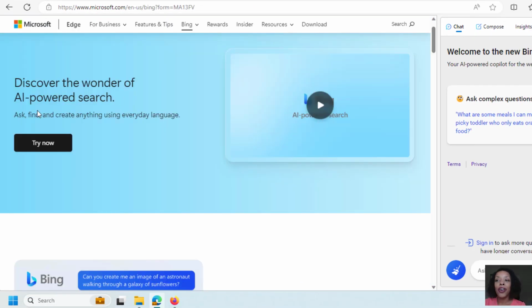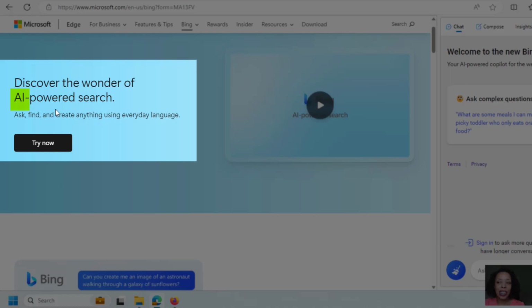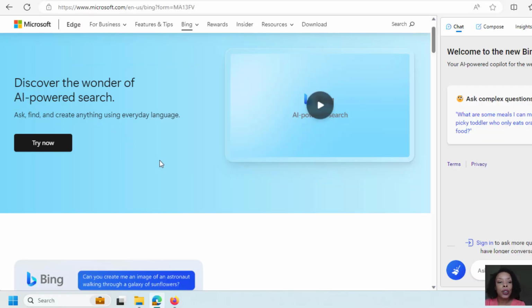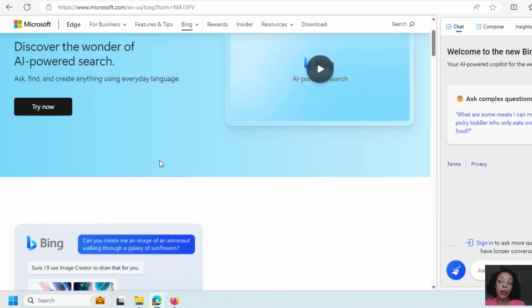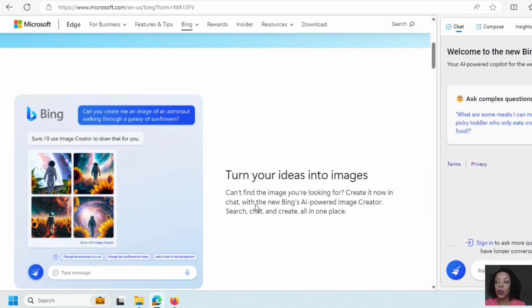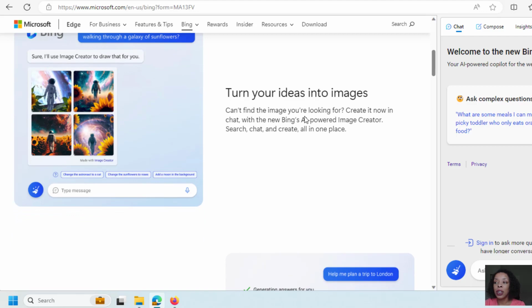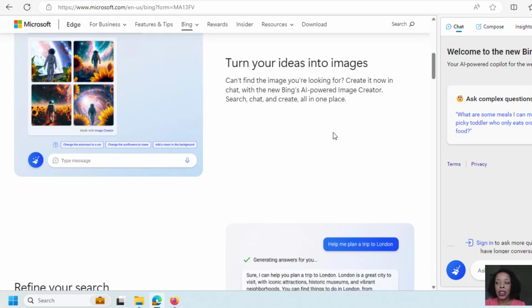It says discover the wonder of AI-powered search. Look at that. Artificial intelligence is telling us that it's using this, and it's using a form of ChatGPT that's built into it to deliver search results to us. You can turn your images into ideas. You have to log into the account to do that.